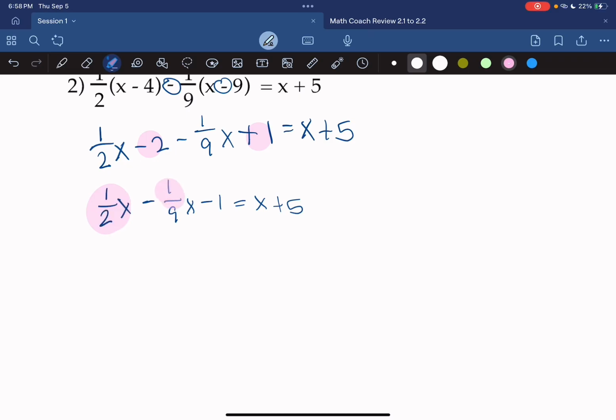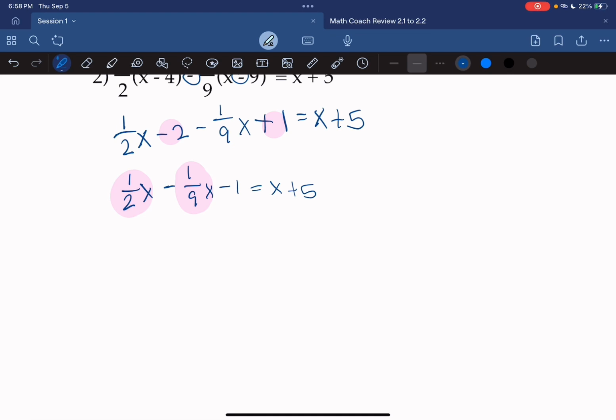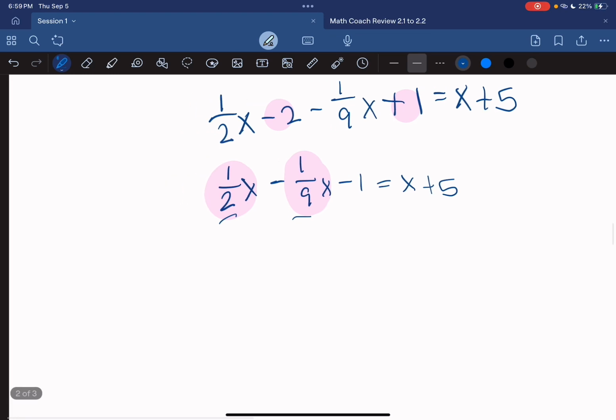1/2 x minus 1/9x. So when you add or subtract fractions, they need to have a common denominator. These denominators, they're not the same. They need to be the same. How do we make them the same? We find the least common denominator. What's the least common denominator between 2 and 9? That's going to be 18. Because 2 is 2, 4, 6, 8, 10, 12, 14, 16, 18. And then 9 is just 9 times 1 is 9. 9 times 2 is 18. So it's going to be 18.